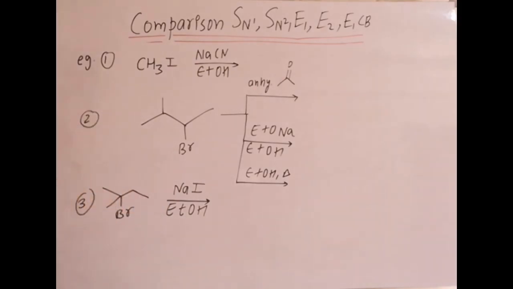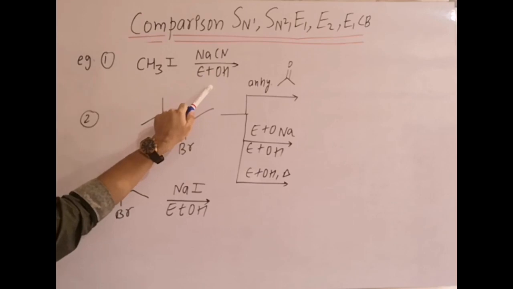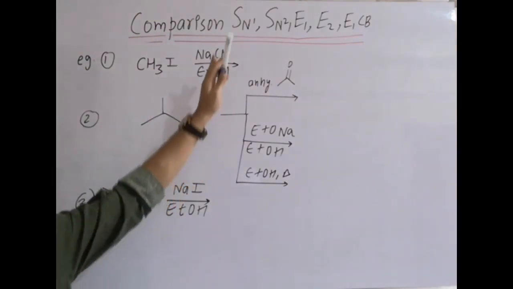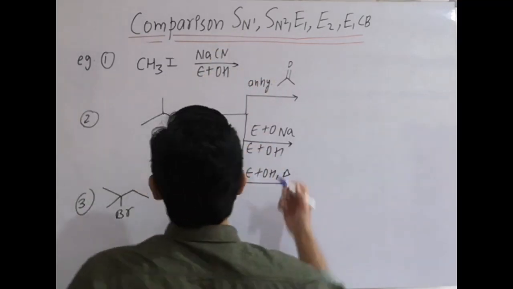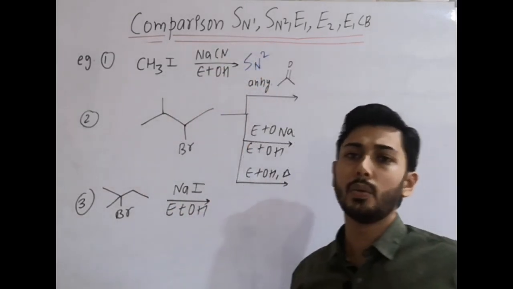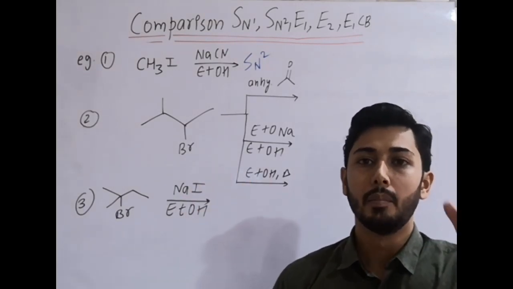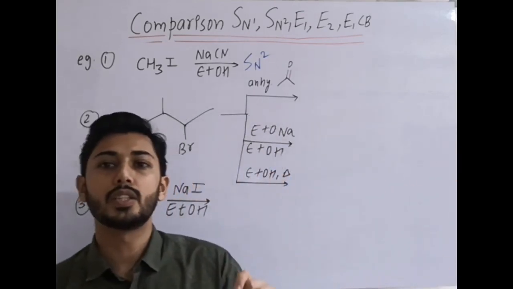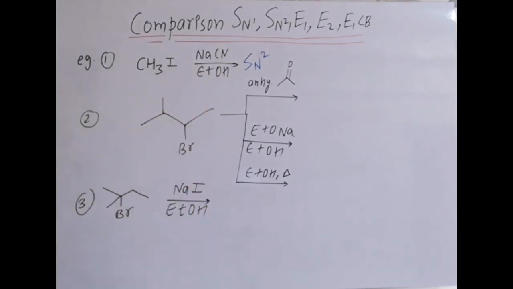Like the first example, methyl iodide, NaCN in ethanol is given. You can pause this video and write down the answers for each of them. I am explaining that this goes purely by SN2. Why? Because I told you initially in the first part of this session that if methyl halide is given, whatever conditions you take, the answer is SN2 reaction. So CN will substitute, CH3CN is formed.